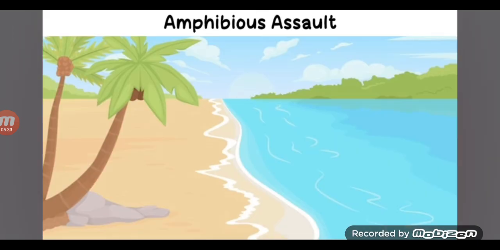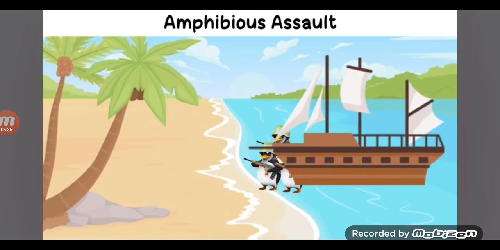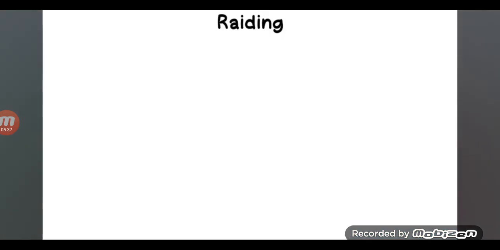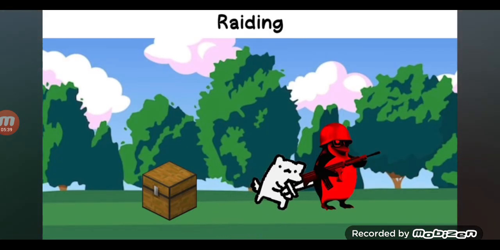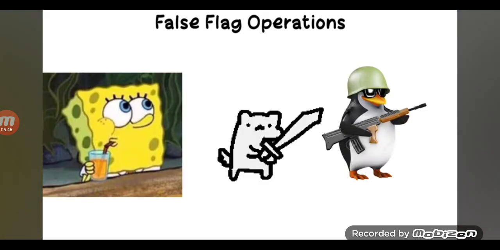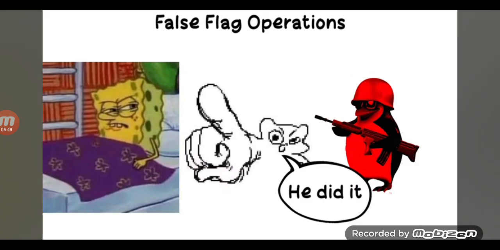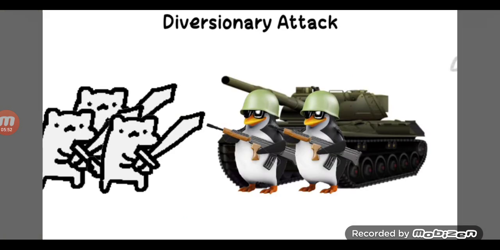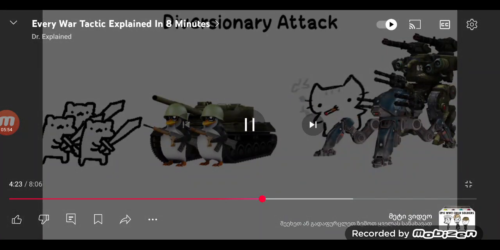Amphibious assault, coordinated attacks involving naval forces landing troops on a hostile shore. Raiding, conducting a short-term attack on an enemy's position or supply line. False flag operations, covert operations designed to deceive the enemy by making it appear that an attack was carried out by someone else. Diversionary attack, an attack intended to draw the enemy's attention away from the main effort.